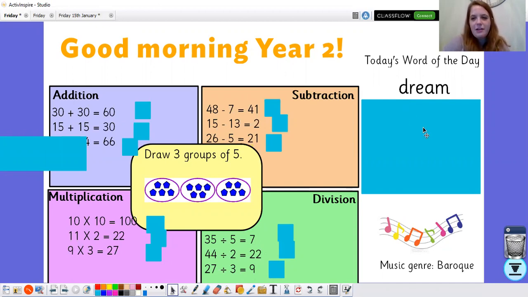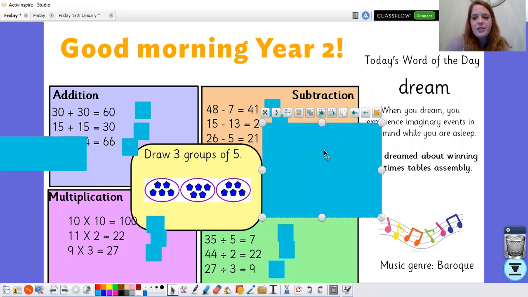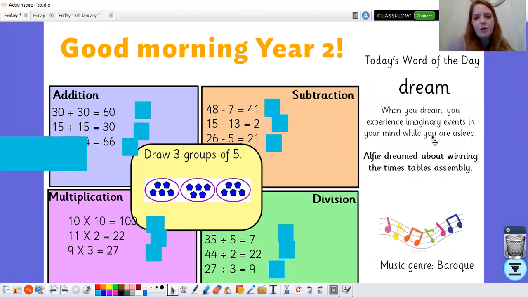Okay, let's go through that together then. So when you dream, you experience imaginary events in your mind while you are asleep. So a sentence would be, Alfie dreamed about winning the times tables assembly.